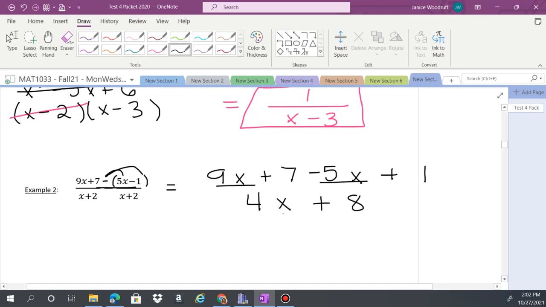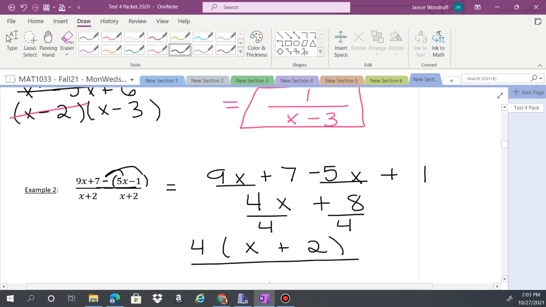Let's go ahead and factor that. I can take a GCF of 4 out of that, and that'll give me 4. And then 4x divided by 4 will give me x. 8 divided by 4 will give me 2. And then I'll put that over my common denominator, which was also x plus 2. And then I get to cancel these x plus 2's out, and I'm left with just a 4. So both of those actually had some nice canceling.